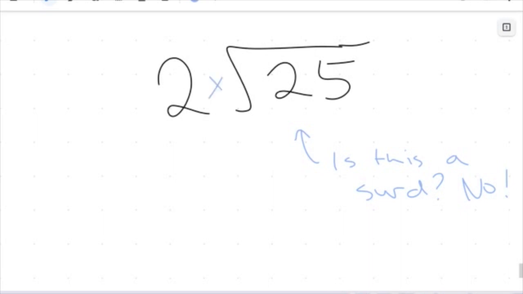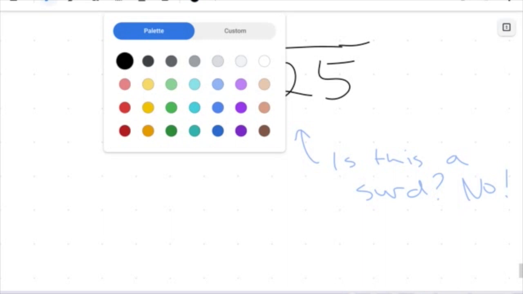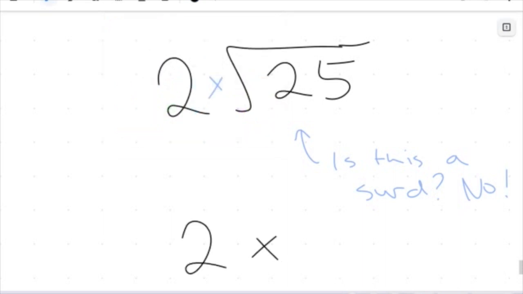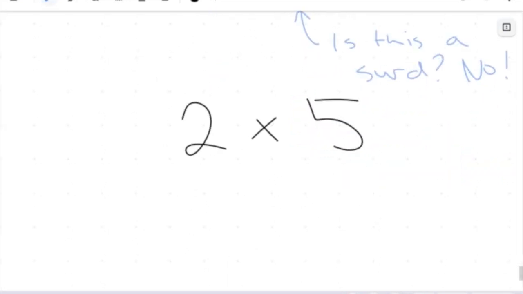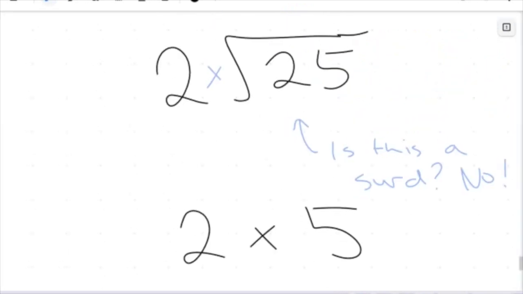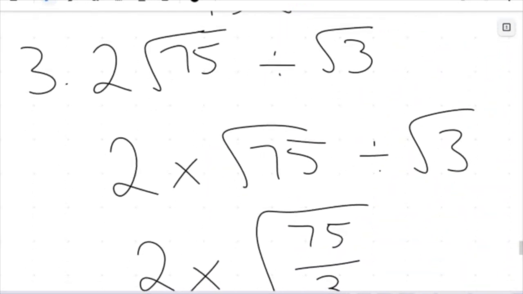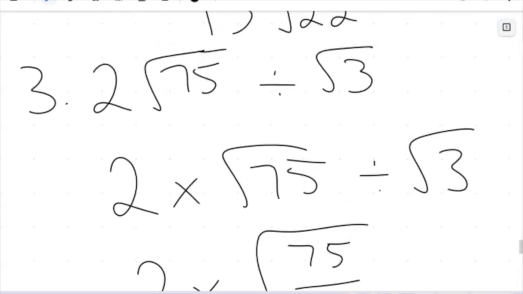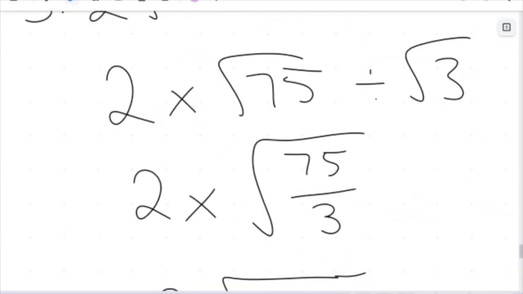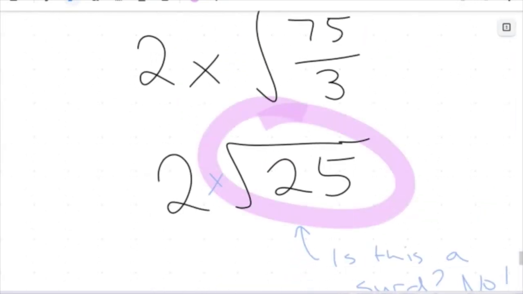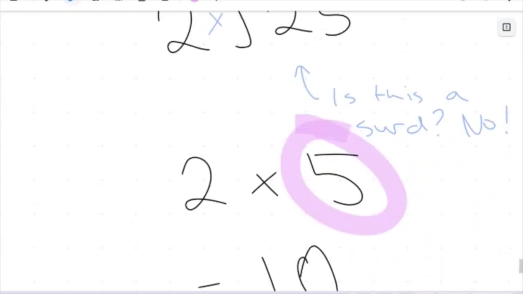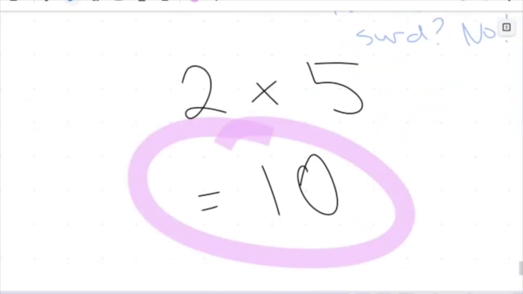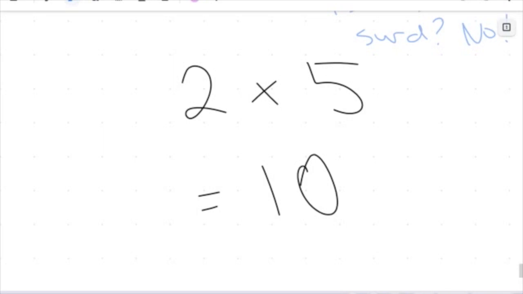Now, I have 2 times root 25, but I can rewrite root 25 as 5. So in essence, I'm doing 2 times 5. And that simplifies to 10. So this scary, crazy, weird thing here ends up just simplifying to 10, because once we do the operation here, the division, the answer I get, I have a square root sign, but I don't have a surd. Why? Because 25 is a perfect square. So square rooting that gives me a rational number of 5, which I know multiplies by 2 to give me 10.